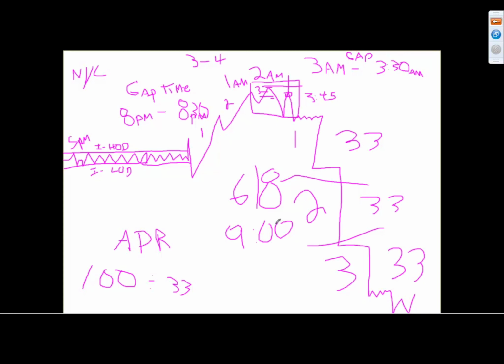Gap time, 9 to 9:30. At 9:30, the U.S. equities market opens. The Forex is lined up with the U.S. equities open to create the moves based on news releases and whatever else is going on in the equities market.